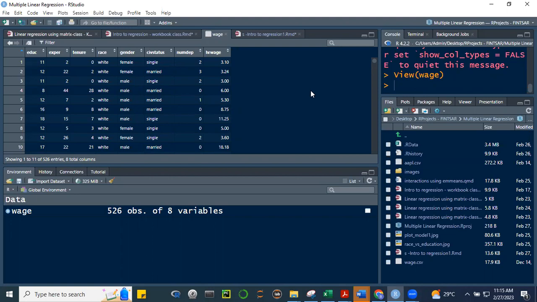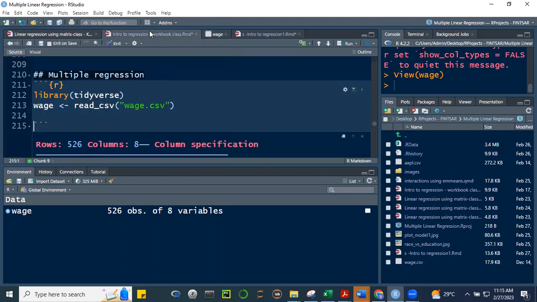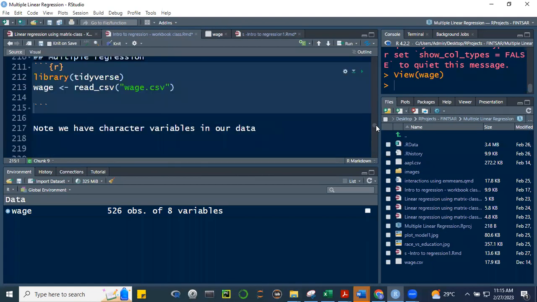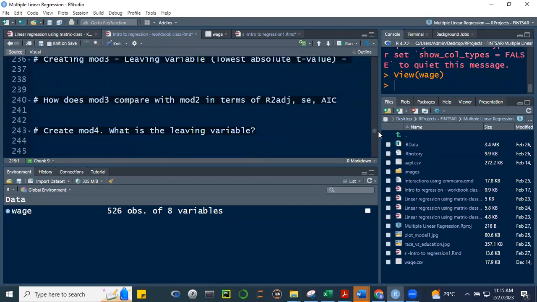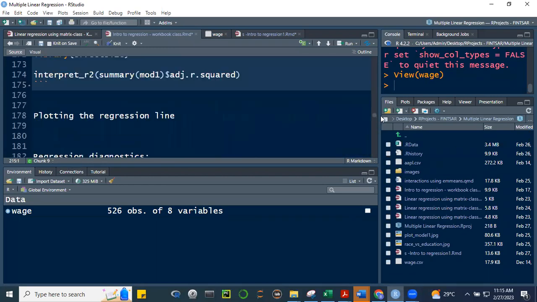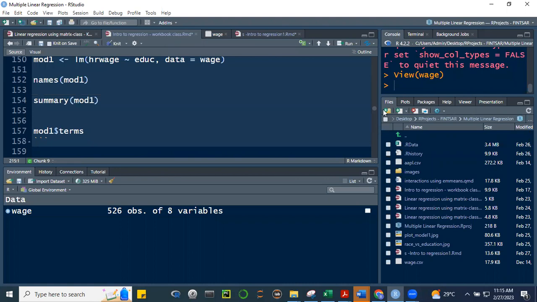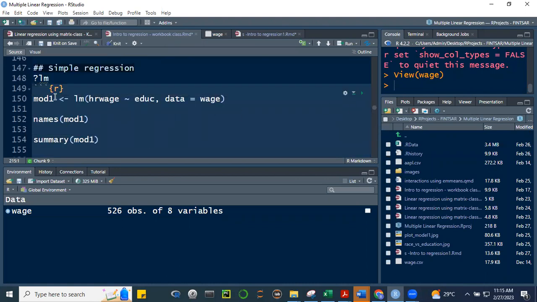So quick review, what we did last time was just to learn how to do a simple linear regression. Okay, how did we do that? All right, this one. We created this model mod1, and we use the linear model function where we are regressing hourly wage, this is your dependent variable, on education, and we identified the data. Okay, so we learned about this last time.